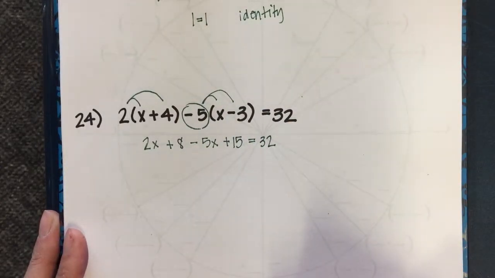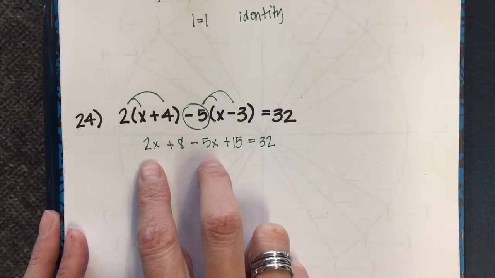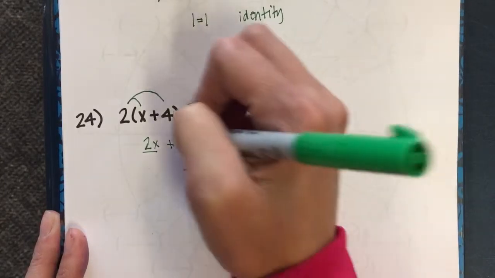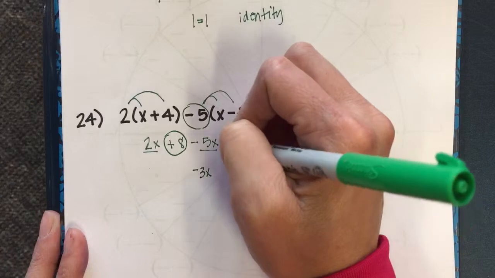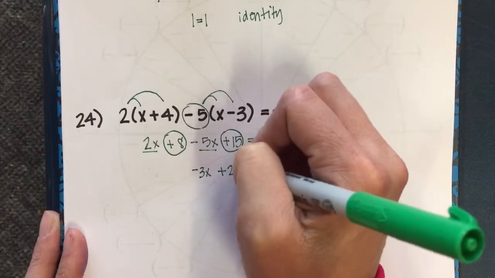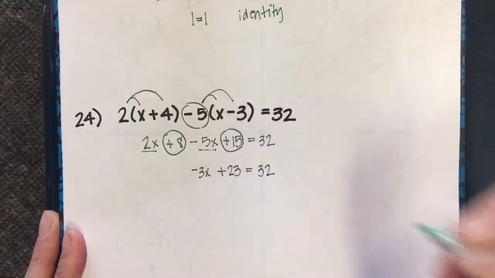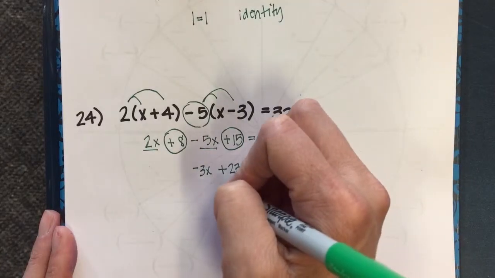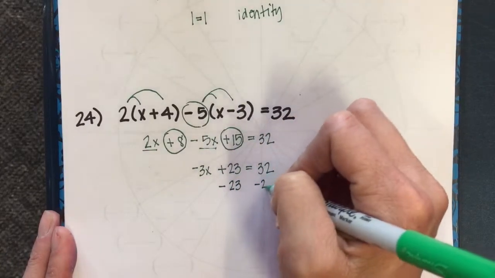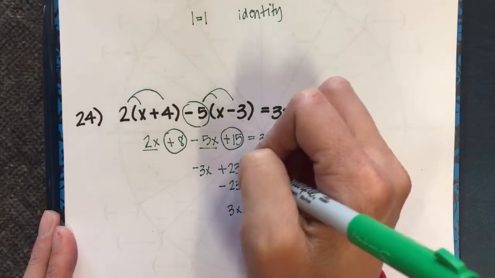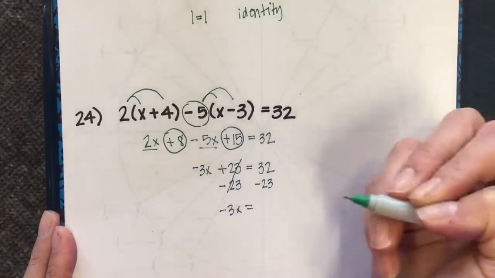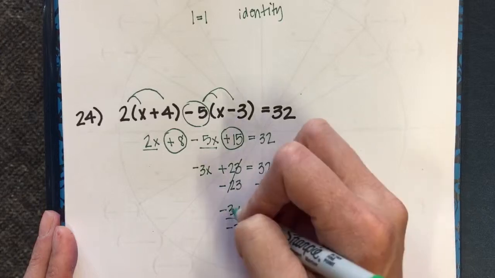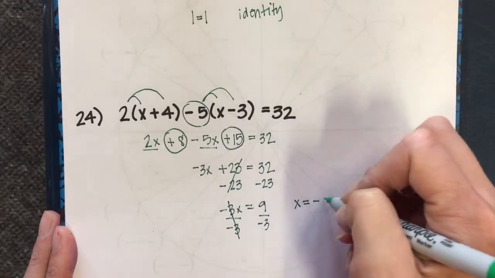So we can combine like terms on the left-hand side now. We can combine the 2x and then negative 5x. 2 minus 5 is negative 3x. I can combine the constants. 8 and 15 is 23. And now I'm going to start moving stuff to the other side away from x. The positive 23, to move that, I'm going to subtract 23. Those cancel. Negative 3x is equal to 9. And then divide by negative 3. X is equal to negative 3.